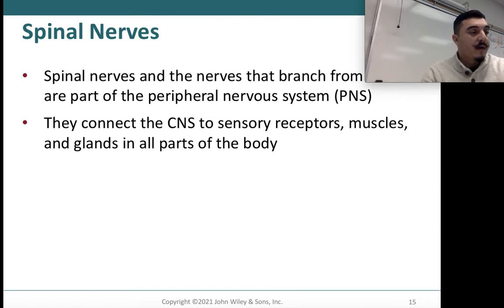So let's see. We are on spinal nerves, 17.2, page 615. We're going to talk about the spinal nerves that branch from the CNS, and they're part of the PNS, the peripheral, your periphery around. They connect the CNS to those sensory receptors to receive information, to those muscles and to the glands all around the body. So those spinal nerves are like the main ones that will shoot the information out.